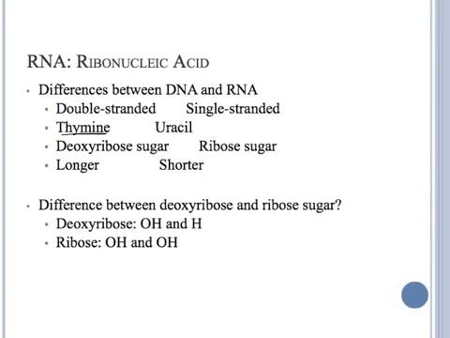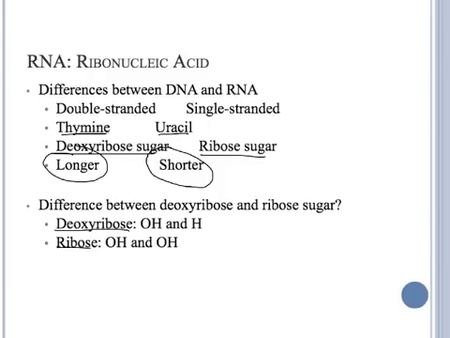DNA uses thymine, RNA uses uracil. DNA has the deoxyribose sugar, RNA has ribose. DNA is a very, very long molecule containing thousands of genes per chromosome, whereas RNA is shorter, just about the length of one gene. And just as a side note, deoxyribose and ribose are almost an identical sugar.